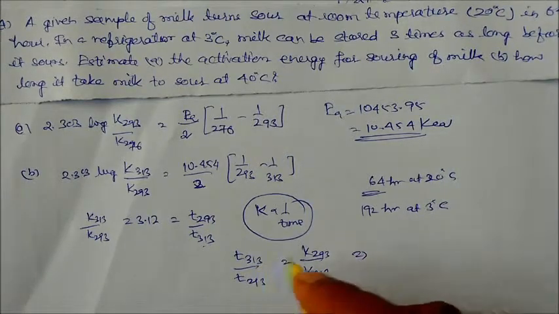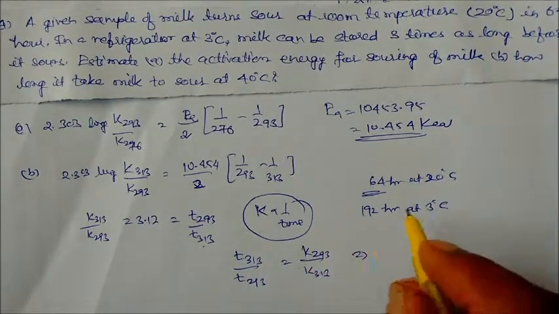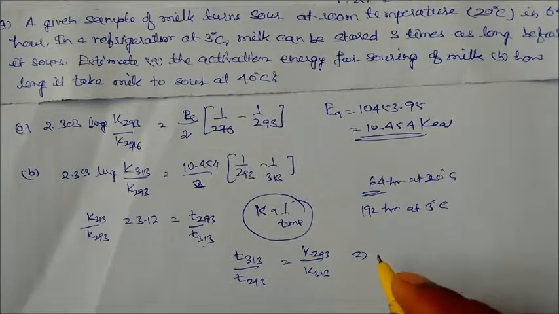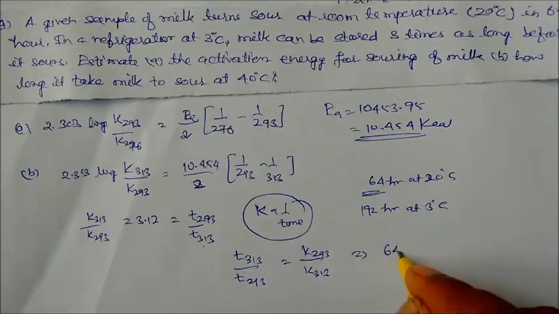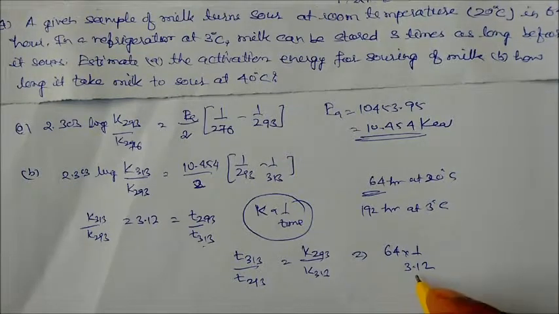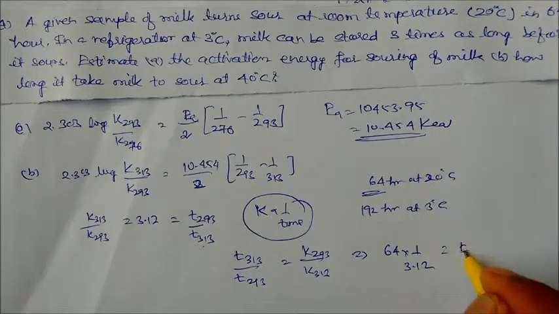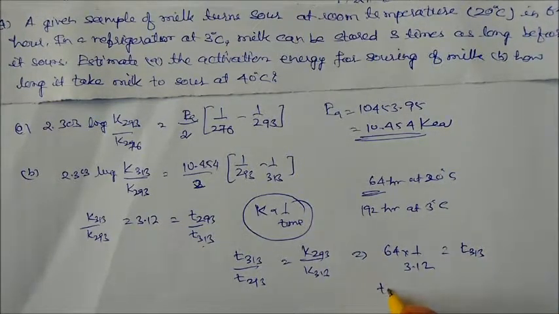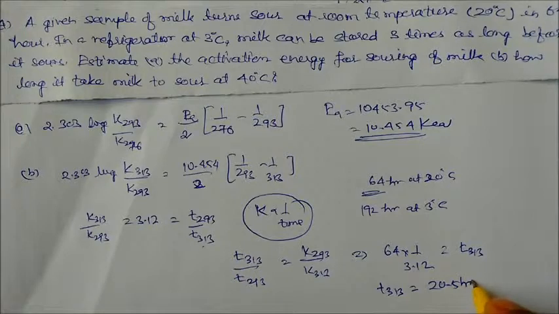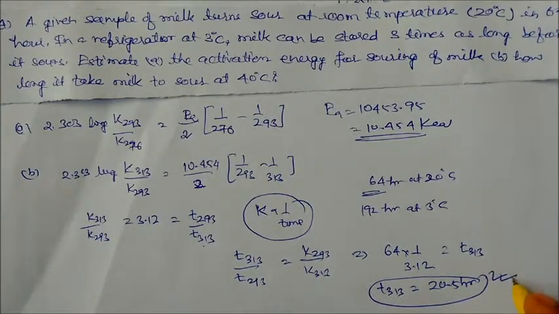So we can write for the second case, 64 hours is given here. So we can write 64 multiplied by 1 by 3.12. So we will get the time at 313 Kelvin. On solving, the time at 313 Kelvin will be 20.5 hours. So this is our value.